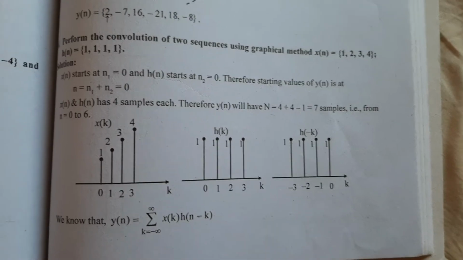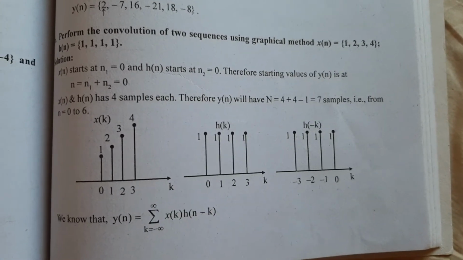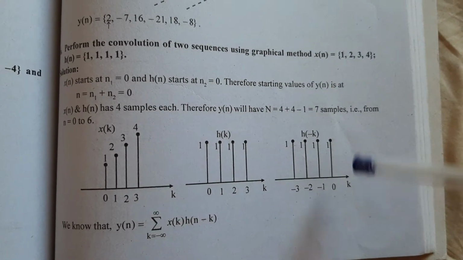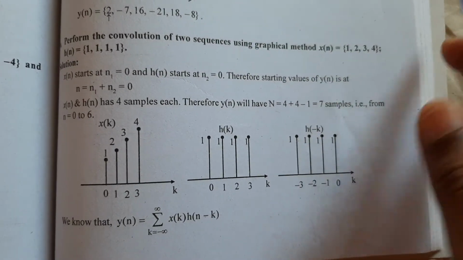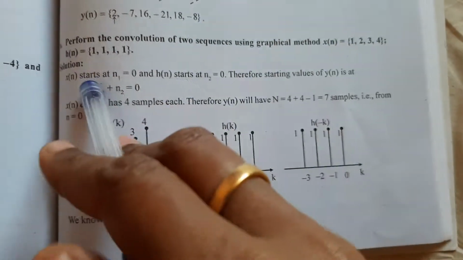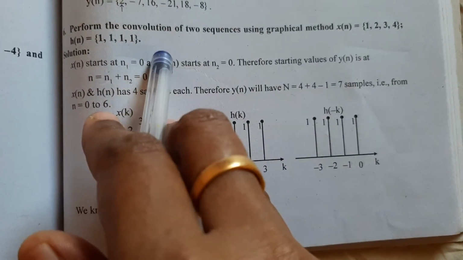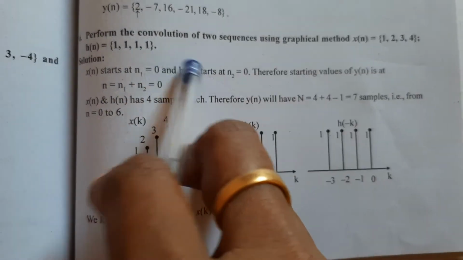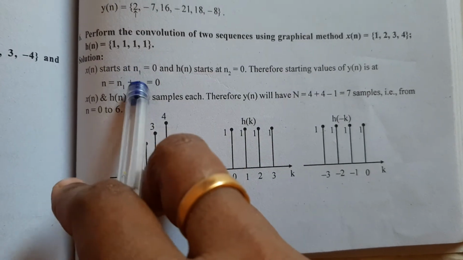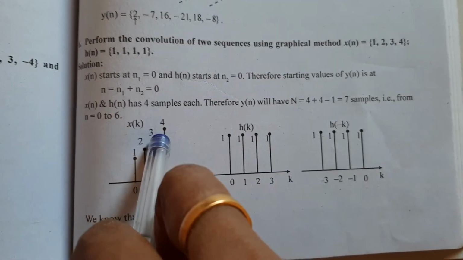So next we can see convolution by using the graphical method. Here also for convolution they will give x of n and h of n. Here x of n the value is 1, 2, 3, 4 and h of n value is 1, 1, 1. Okay. So now we want to find the starting value and number of samples.